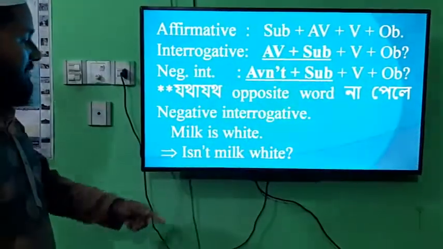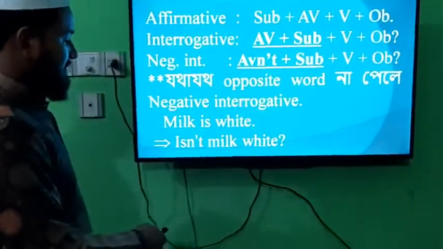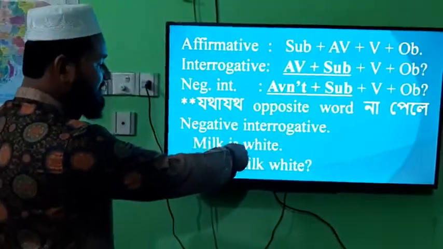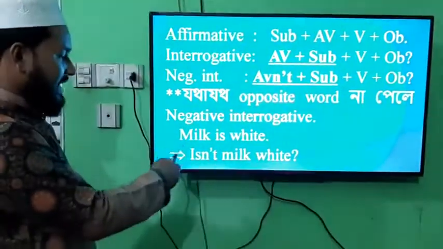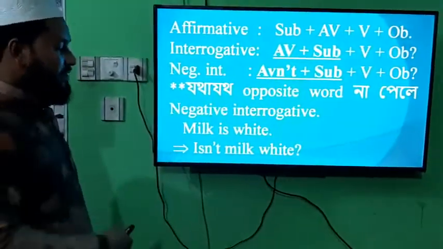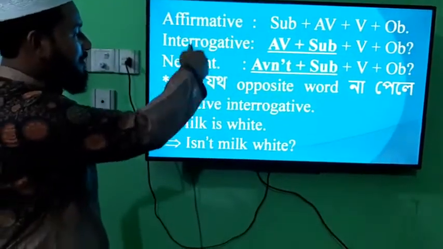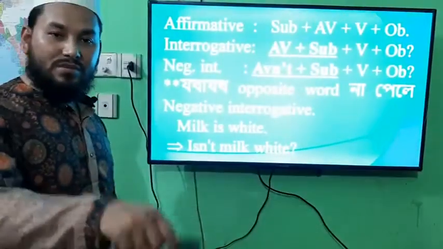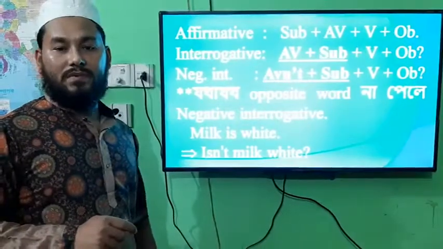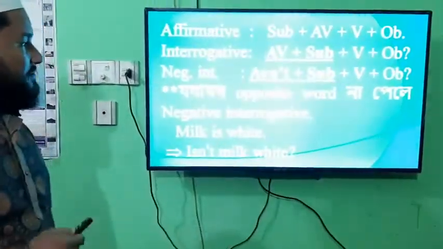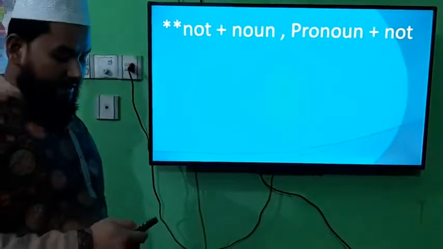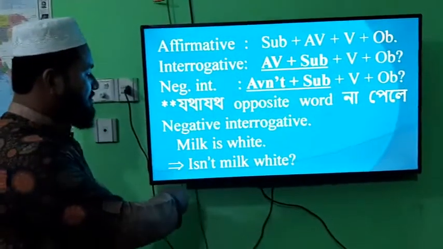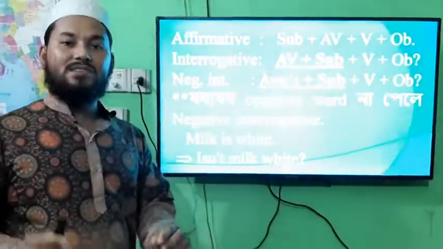Okay. So I make it negative interrogative. Isn't milk white? How will I do it? At first, I just take is as it is an auxiliary verb. I take it before the subject, and I also need to make it negative. So I just write not with the auxiliary verb. Next, here I use not with is in contrast form.